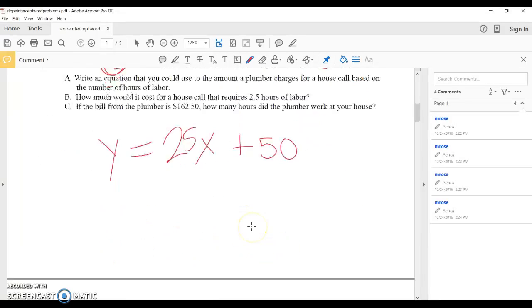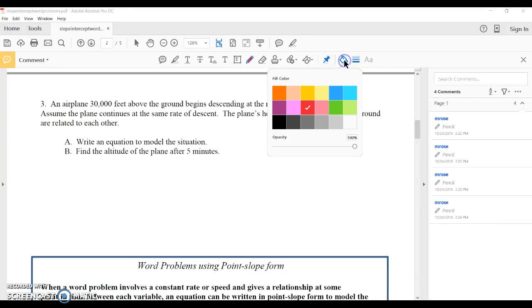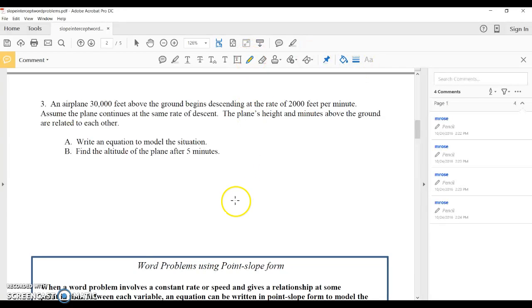Let's look at one more example. In this last one, it says write an equation to model this situation. For this one, again, I'm going to start off the same way. We've got to look for our starting point, and it says an airplane starts 30,000 feet above the ground and then starts descending at a rate of 2,000 feet per minute. Well, that makes it easy because they start at 30,000 feet above the ground. So that'd be 30,000. And then my rate of change would be 2,000.